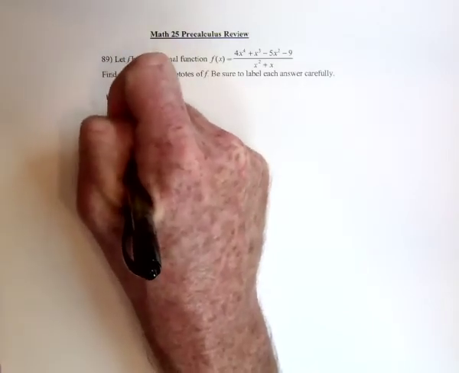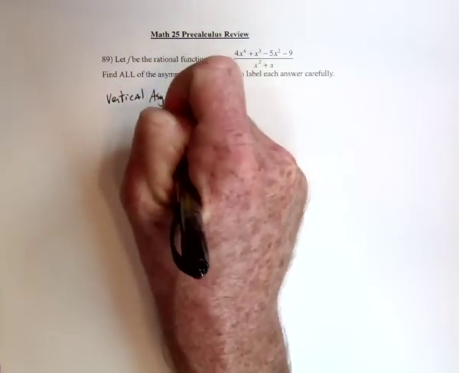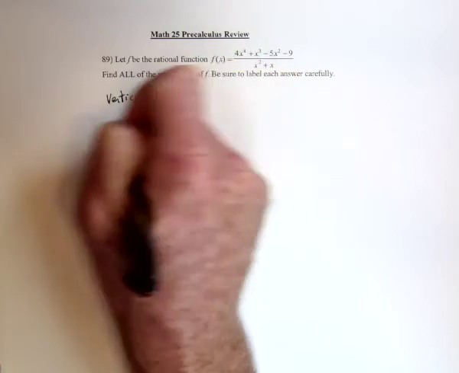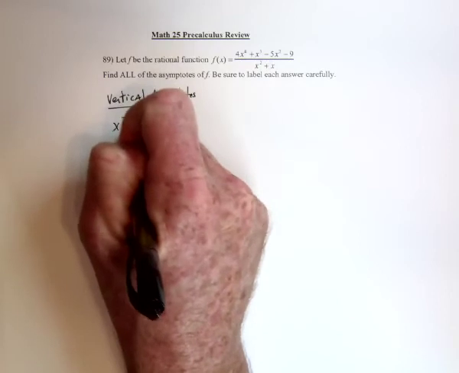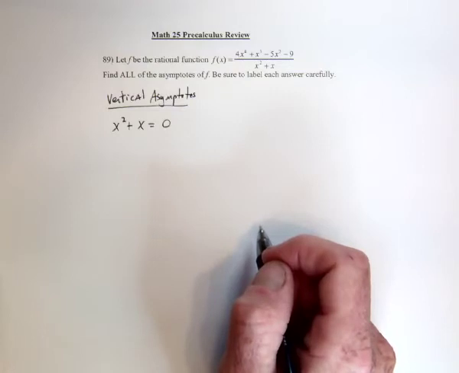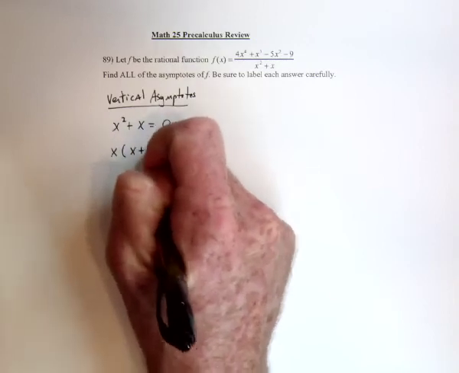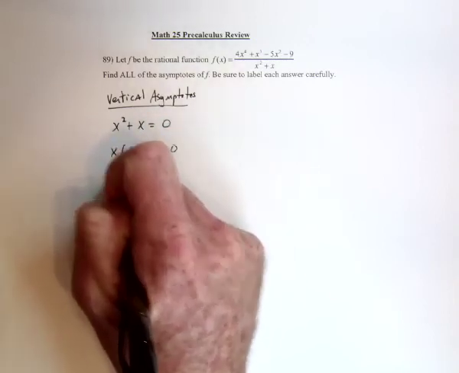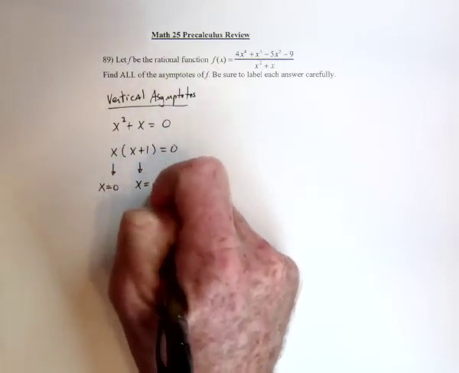So we've got this rational function and we're to find the asymptotes. So for vertical asymptotes, we set the denominator equal to 0, find out where the function is undefined. So x squared plus x is the denominator. This could then be factored. Set it equal to 0, and we get two possibilities for x. x is equal to 0, x is equal to -1.